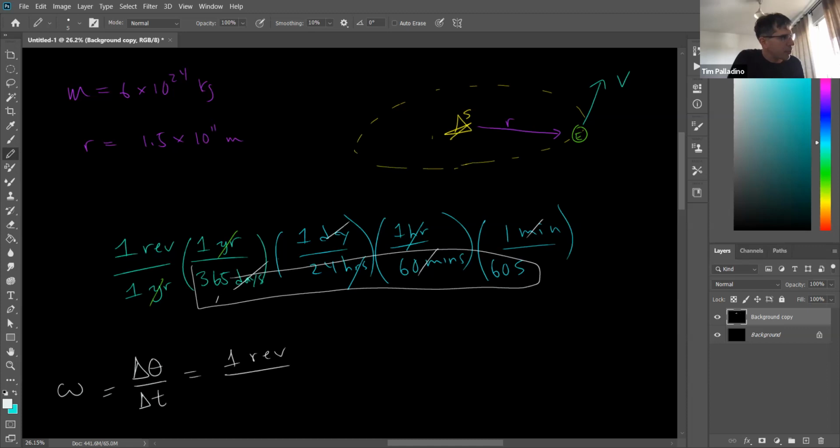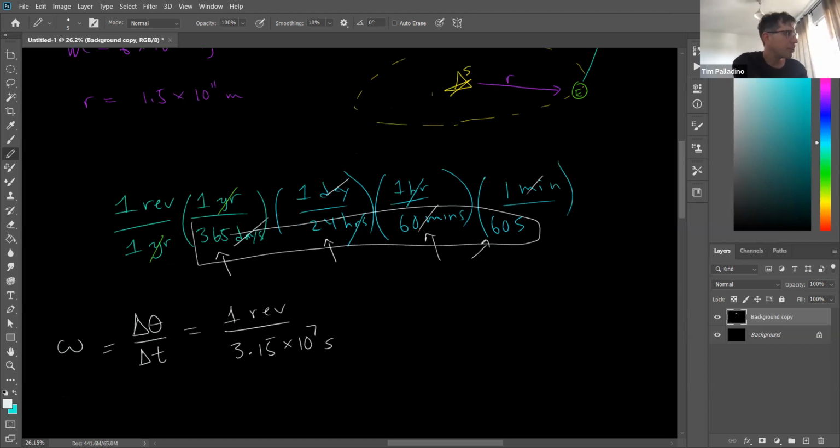Can someone tell me what 365 times 24 times 3,600 is? 3.15 times 10 to the power of 7 seconds. Yep, very good. So this is the angular velocity, the change in angle per change in time. So in 1 year, there's one revolution every 3.15 times 10 to the 7 seconds, which is just the unit per year.